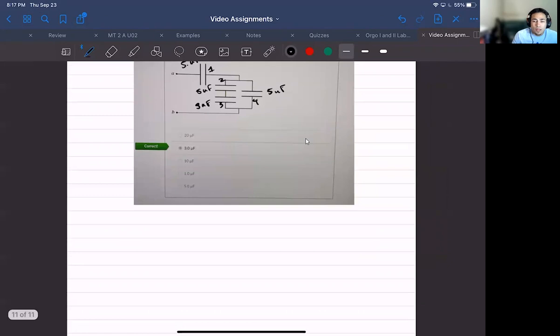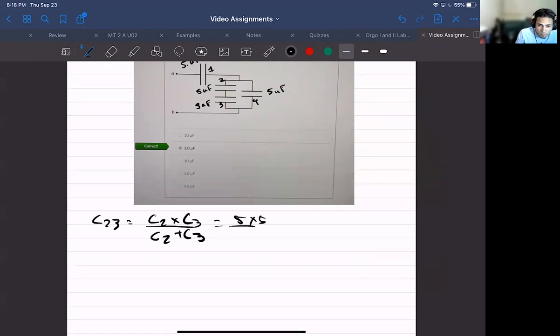So if we look at 2 and 3, those two are series capacitors, and to find the capacitance between those two when we combine them, we do it like this. We multiply each one and we divide it by the sum. All right, and in this case that would be 5 times 5 divided by 5 plus 5, which is 25 divided by 10, or 2.5 microfarads.